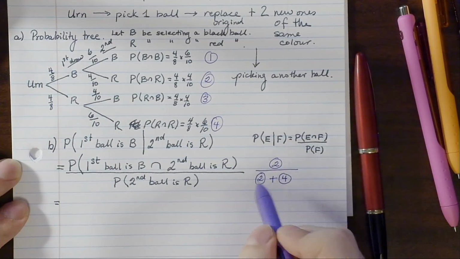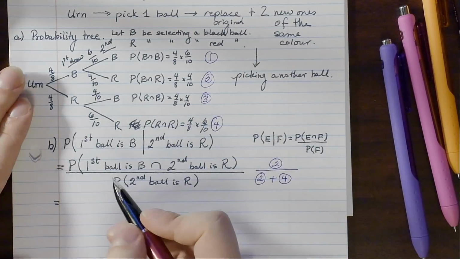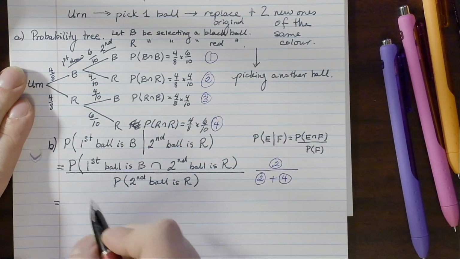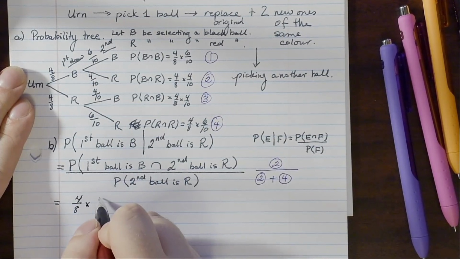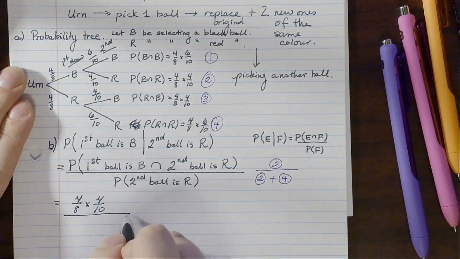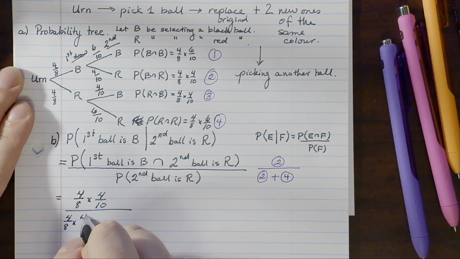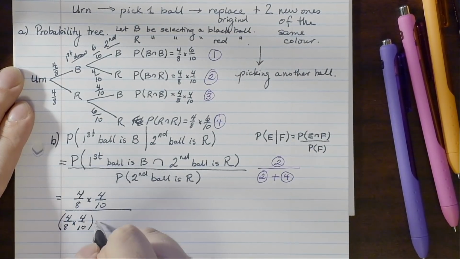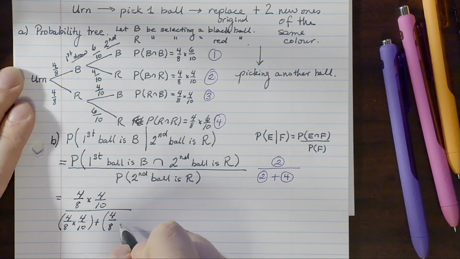So I need branch 2 over branch 2 plus branch 4. So I have 4/8 times 4/10 over, and I need branch 2 again. So again, it's branch 2, 4/8 times 4/10, plus branch 4. So in this case, it's 4/8 times 6/10.